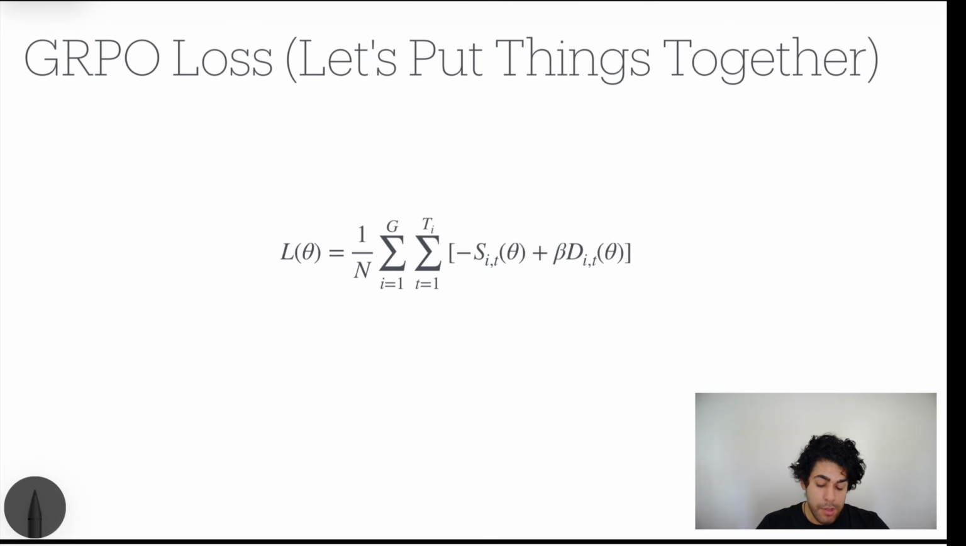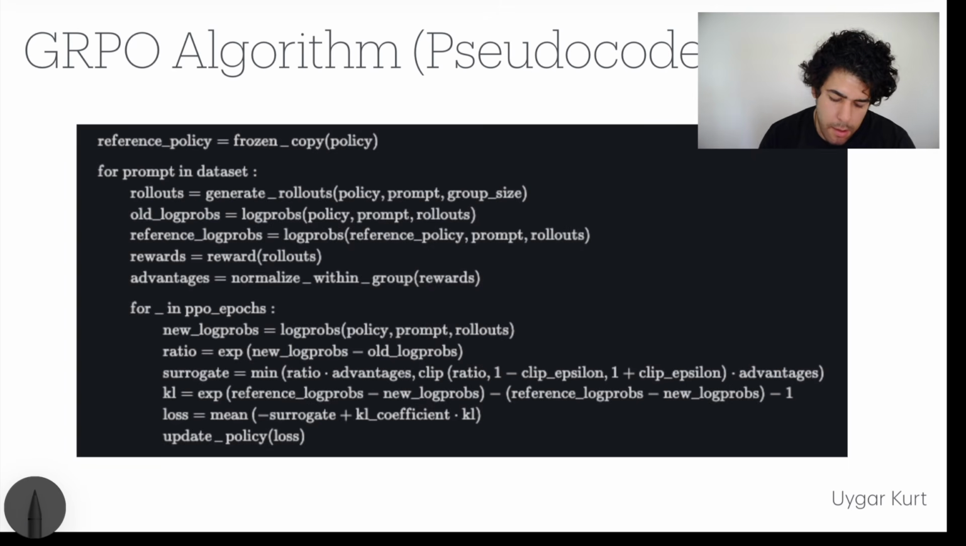So when we put all things together, again, let's look at the formula. For every token inside every rollout, we are calculating the surrogate function, and we are adding it with the KL loss with hyperparameter beta to control the scaling. And we divide it by the total number of tokens, and we have the GRPO loss. It is that simple. Now we are at the last part of explaining the GRPO algorithm, which is the algorithm itself.